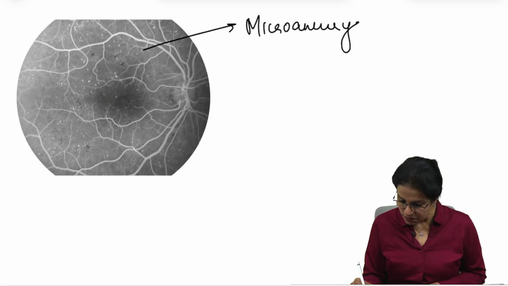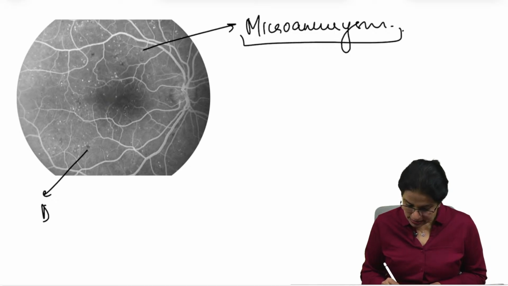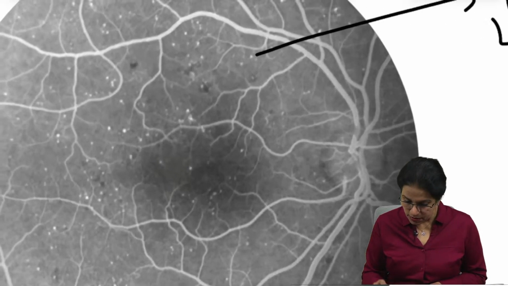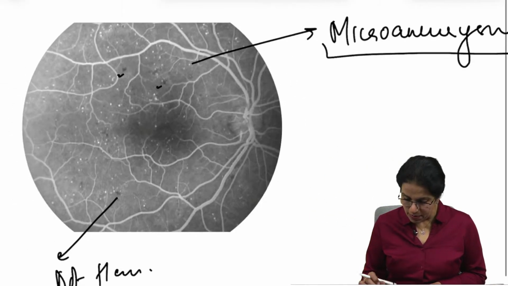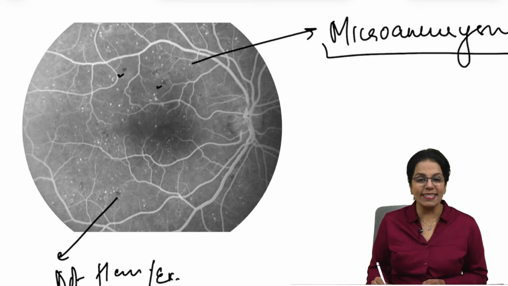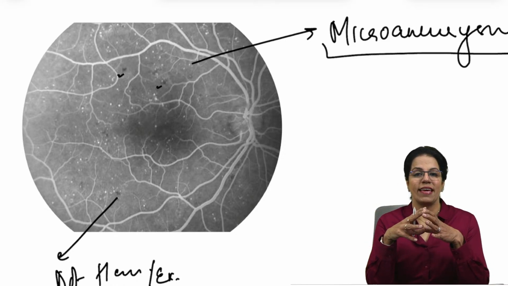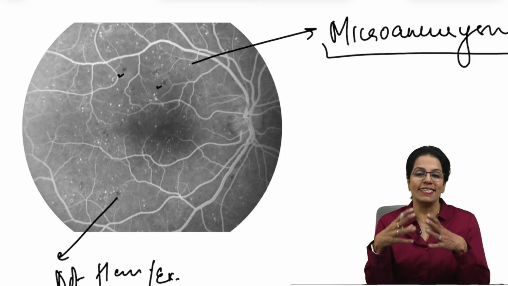I'll just solve it for you all. Because these are multiple microaneurysms, and maybe this is just a dot hemorrhage. It's a very early stage. Can you see these black spots here? That means some hemorrhage or exudate is there. These are blocked fluorescence, isn't it? So when there is blocked fluorescence with some microaneurysms, it becomes a mild NPDR.